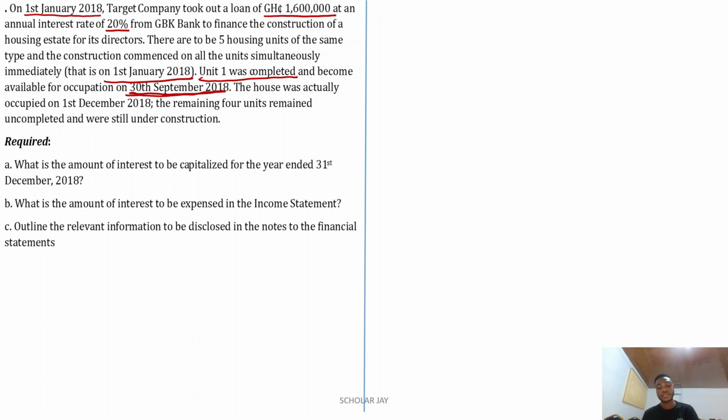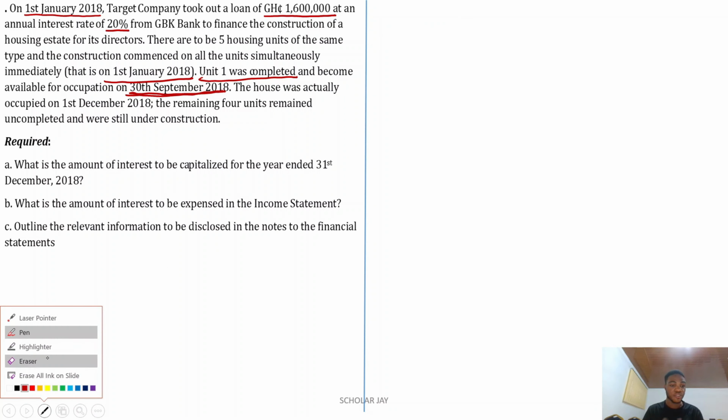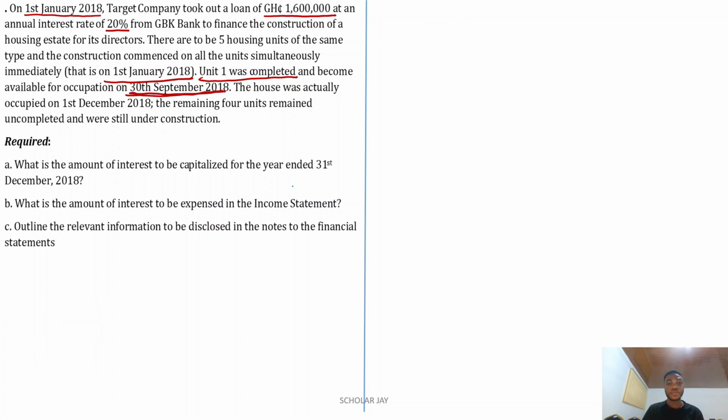I get it. So let's take it. So A, what is the amount of interest to be capitalized for the year ended 31st December 2018? So this is a very interesting question. So solution. So we are looking at the amount of interest, so borrowing costs, to be capitalized.